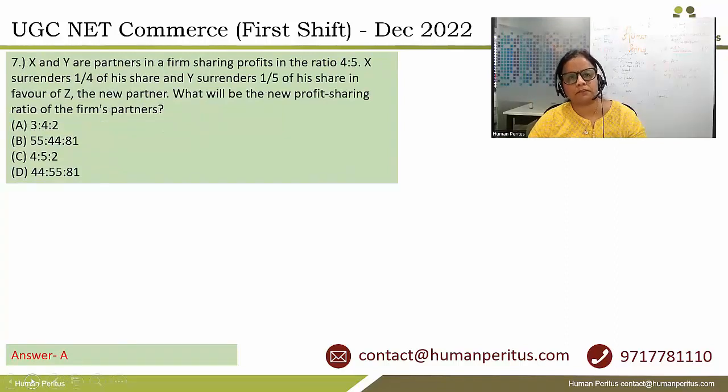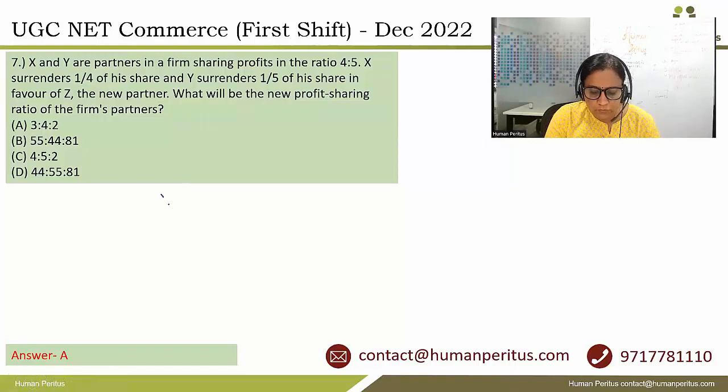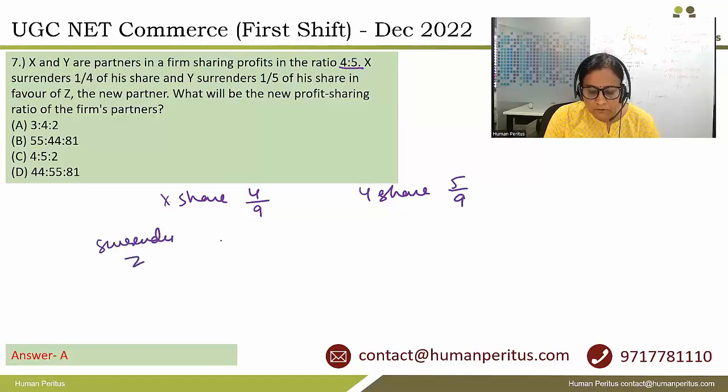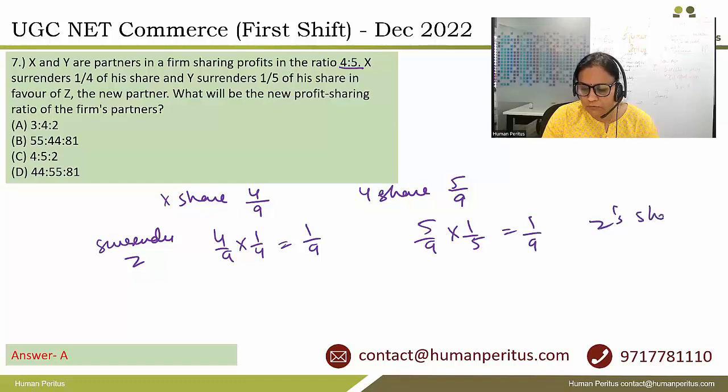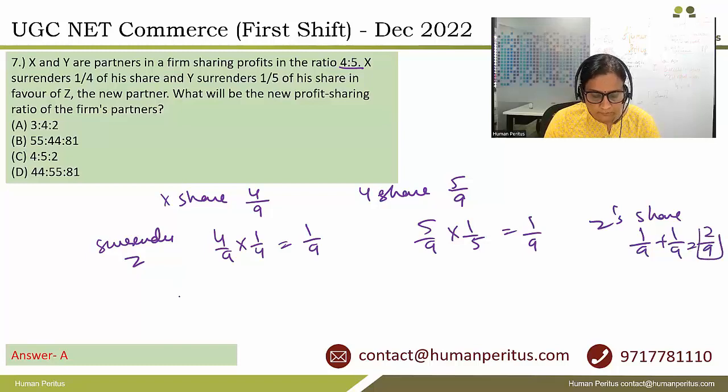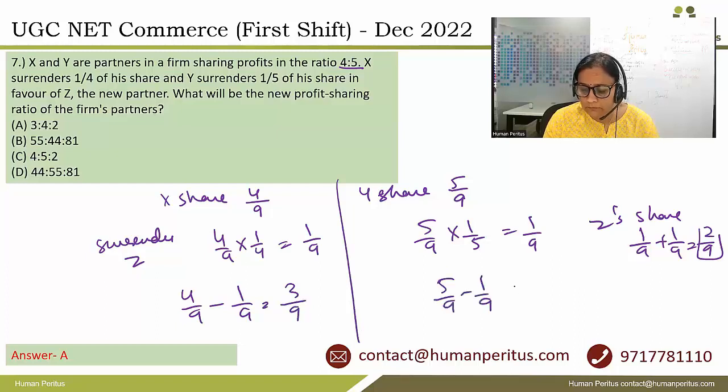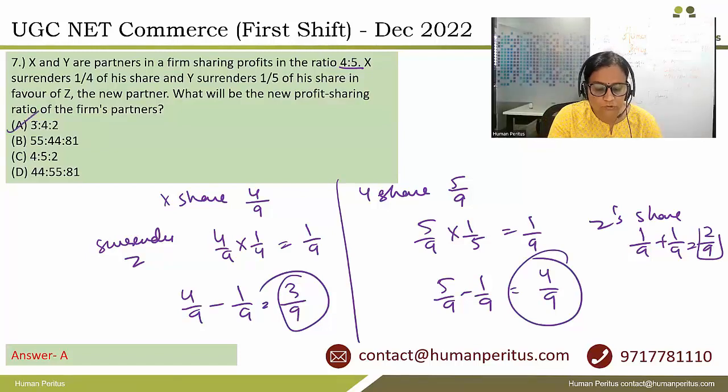Next is X and Y are partners wherein a certain profit sharing ratio is given and they surrender part of their share in favor of Z. We have to find out the new profit sharing ratio. How would we calculate? X's share we are provided with is 4/9. Y's share is 5/9, right? So surrender in favor of Z. Out of 4/9 he is surrendering 1/4 and out of 5/9 he is surrendering 1/5. So this comes out to be 1/9, 1/9. So Z's share comes out to be 1/9 plus 1/9, that is 2/9, right? So this is Z's share, and whatever is left with X and Y, that is 4/9 minus 1/9, here it comes out to be 3/9, and 5/9, if I deduct 1/9 from it, I'll get 4/9. So can you see the required ratio is 3:4:2, which is reflected by option A.